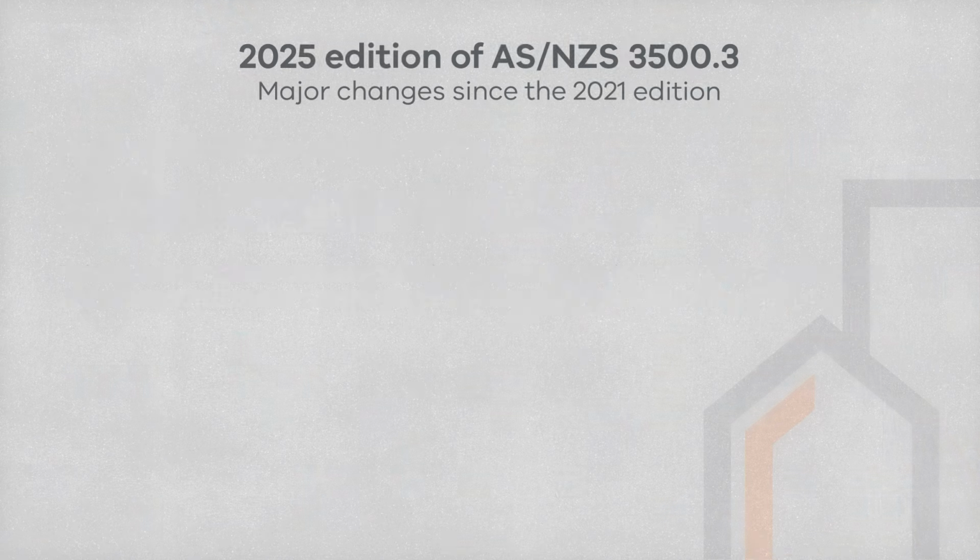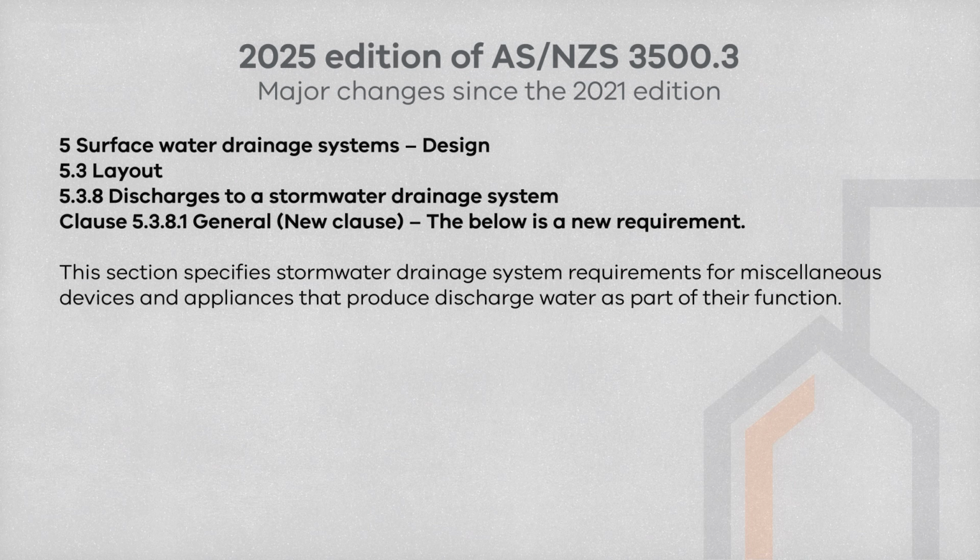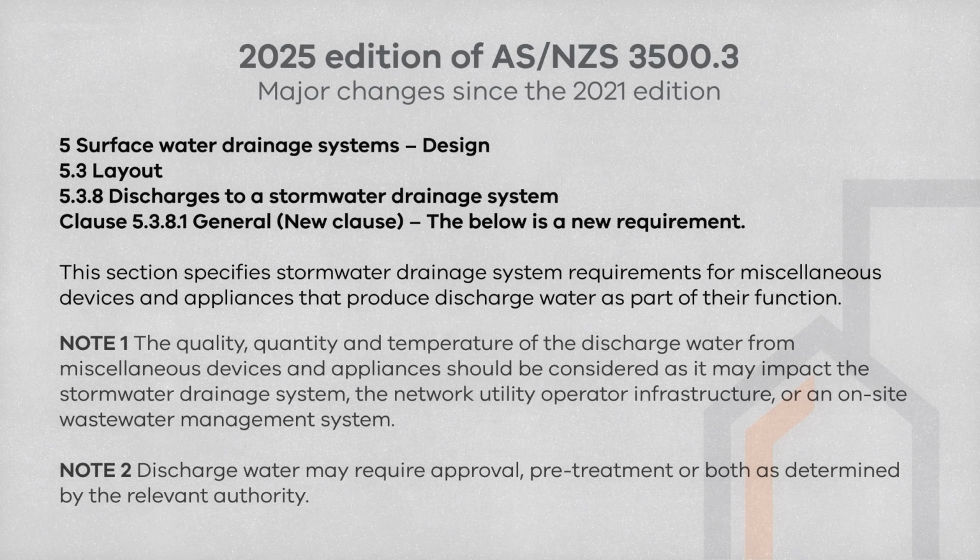Now let's move into section 5, surface drainage. In this section, a new clause 5.3.8.1 has been introduced. It specifies the requirement on how to connect miscellaneous devices and appliances to the stormwater drainage system. This clause introduced two new notes.